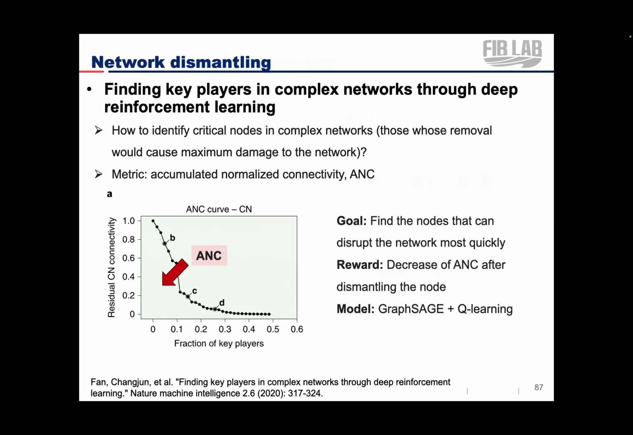And as for network dismantling, we know that the problem is formulated as finding the key players in a complex network, such that when we remove these nodes from the network, the functionality or the connectivity of this network will be impacted very much. And so the problem is how to identify the critical nodes in these high-dimensional networks. And usually there is a metric called accumulated normalized connectivity, which is ANC.